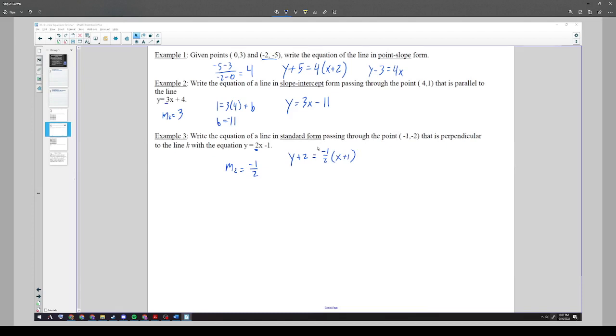To get rid of the 1/2, instead of distributing, since I'm going into standard form, I have to get rid of my fractions anyways. So I'm just going to multiply everything by -2. That will give me -2y minus 4 equals, and then over here I just canceled out my multiplier. So I just have x plus 1. So then to rearrange, I'll bring the y's over here and the 1 over there and get x plus 2y equals negative 5. And again, if I want to check that that works, I can plug this back in.